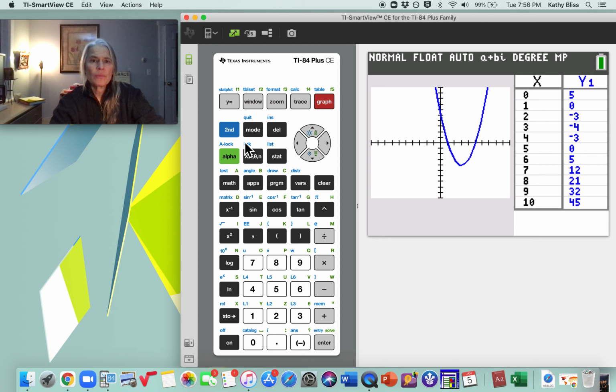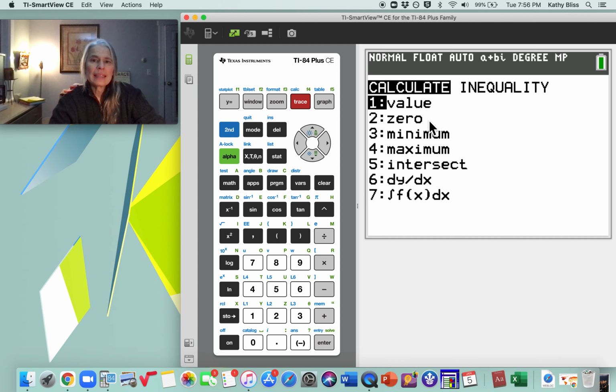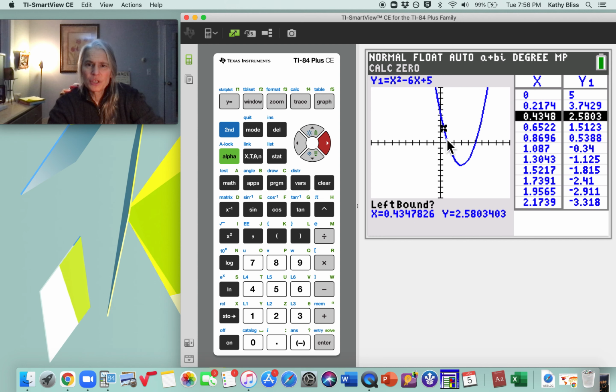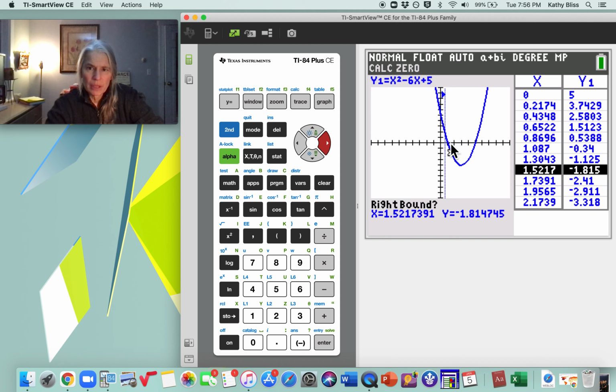So what you can do is use your calculator. If you do second calc, you can get the zero value. Down here it says the left bound. You have to deal with each intercept individually, so you go anywhere just to the left of it, and then you go to the right of it, a little bit below.